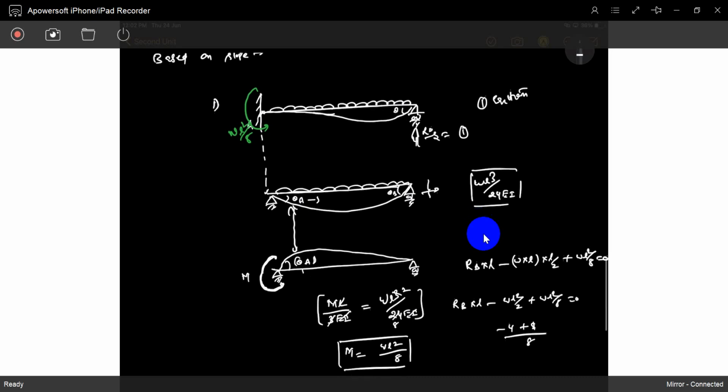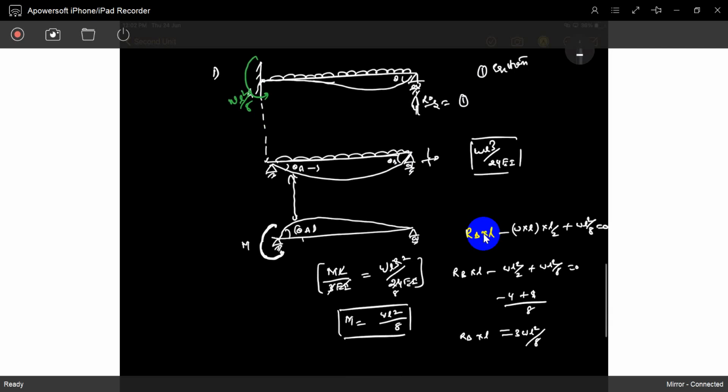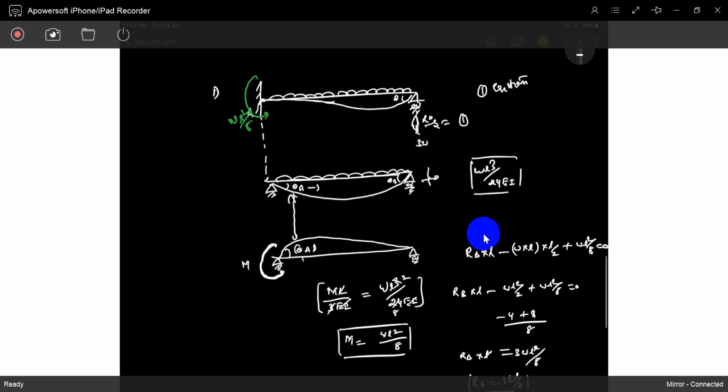This gives 3WL square by 8, so these are equal. L cancels, and RB is 3WL by 8. So this is 3WL by 8 and this is 5WL by 8. We have already drawn the bending moment and shear force. My intention is that you can solve it based on the deflection, based on the slope. For the slope, it is the main equation, the main understanding.